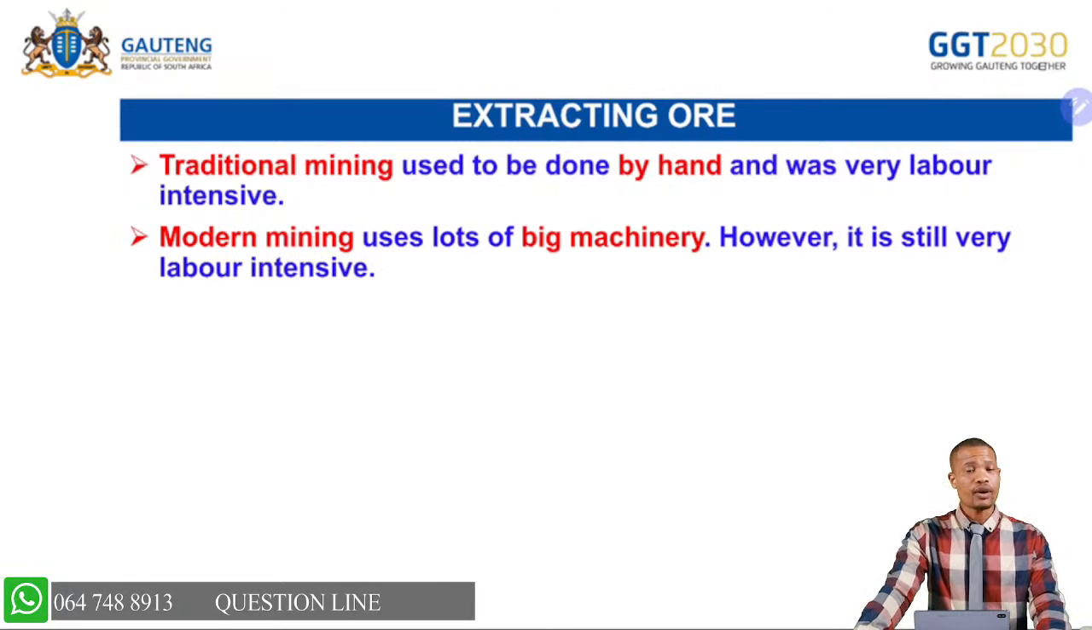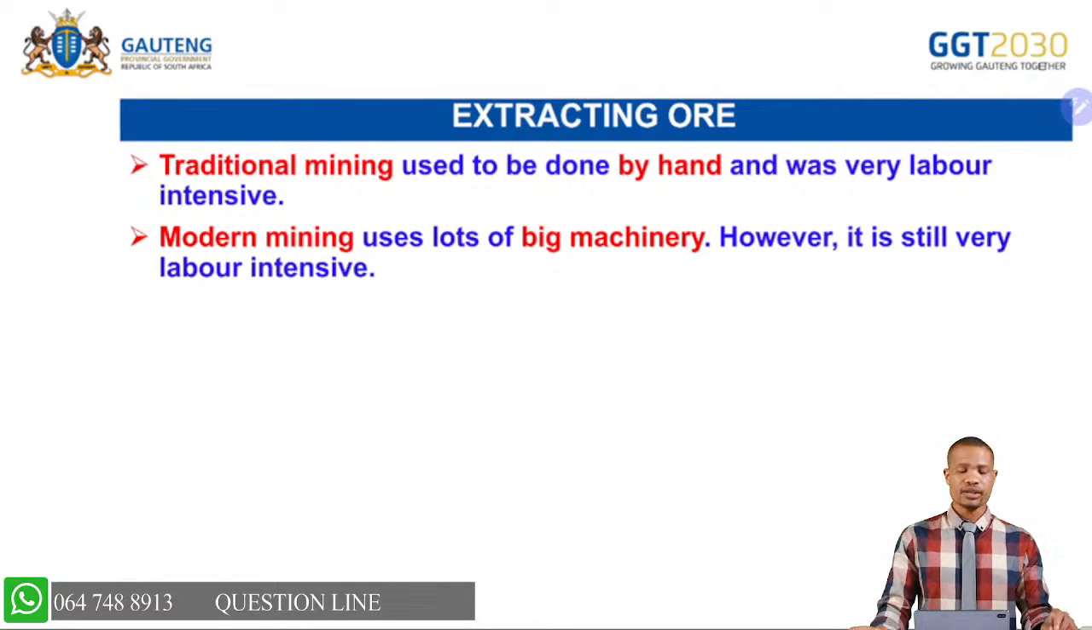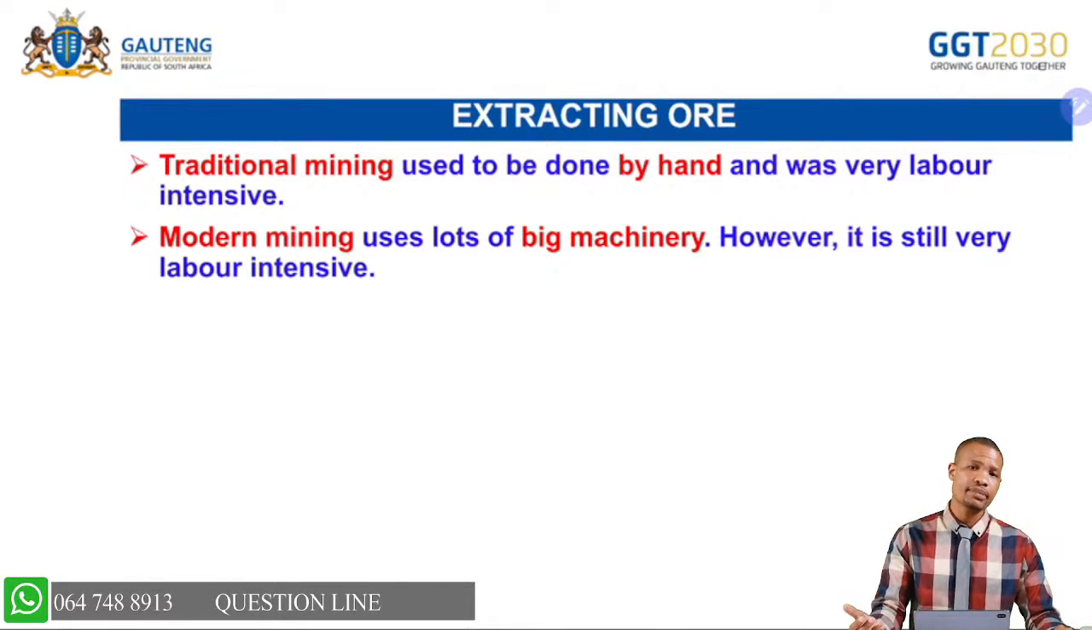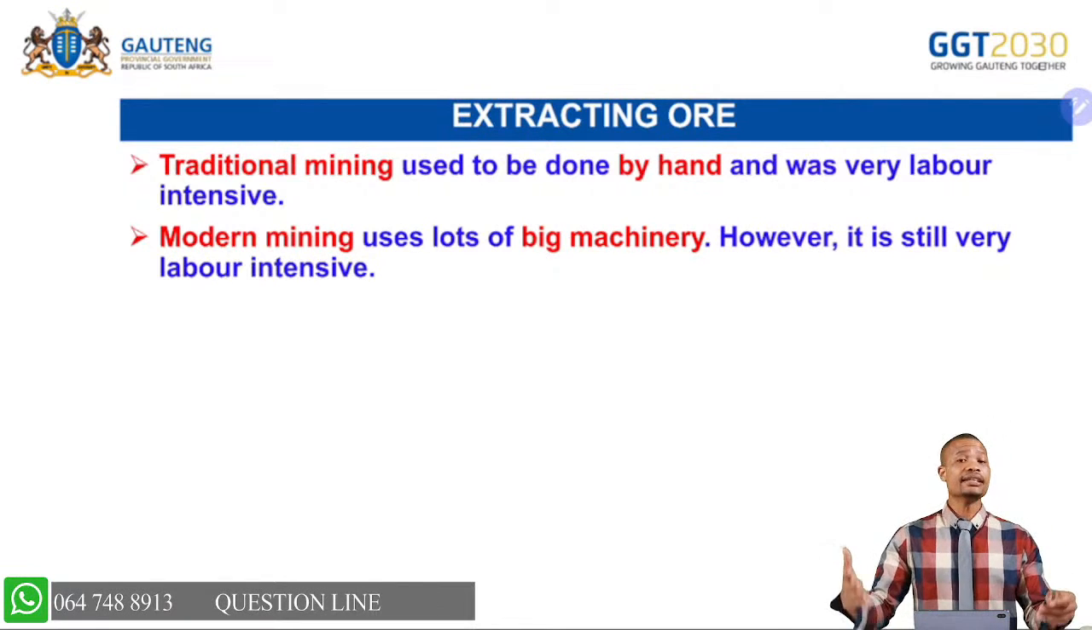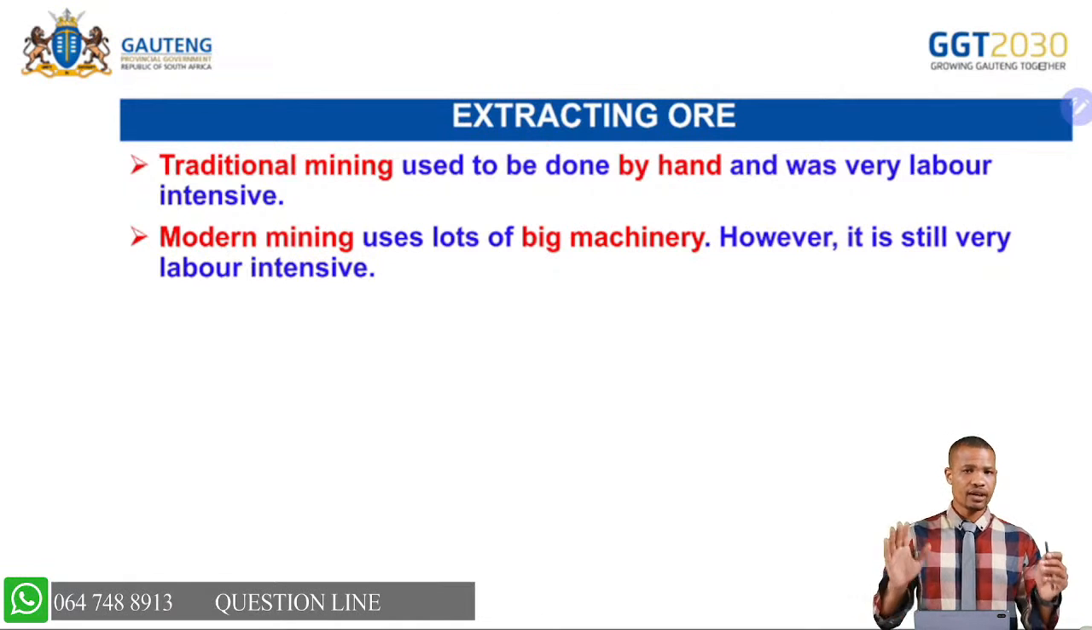Modern mining, however, uses machinery which helps us to mine more easily, but still requires a lot of labor as well. So modern mining uses a lot of big machinery, however, it's still labor intensive. This machinery needs people. We need a lot of people to carry and control this machinery in order to successfully conduct mining. But back in the days, you had to use your hands. Now imagine trying to break an ore with your hands. That sounds terrible.